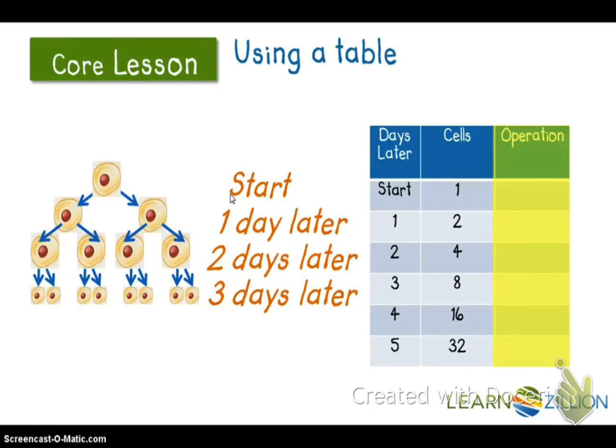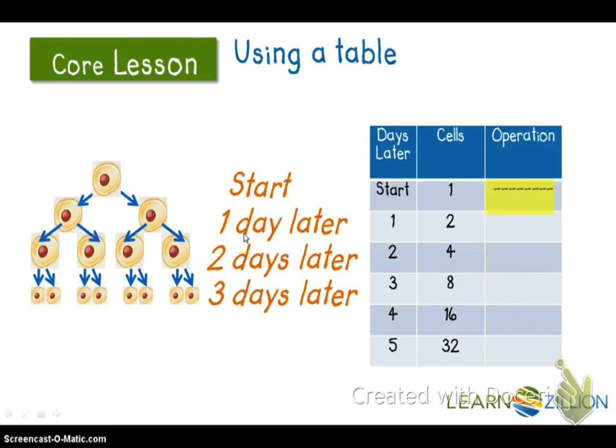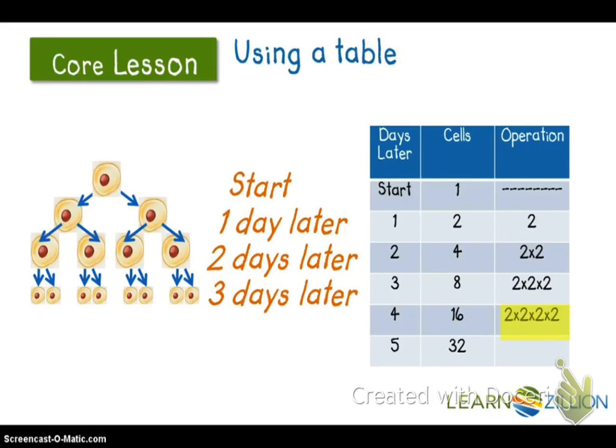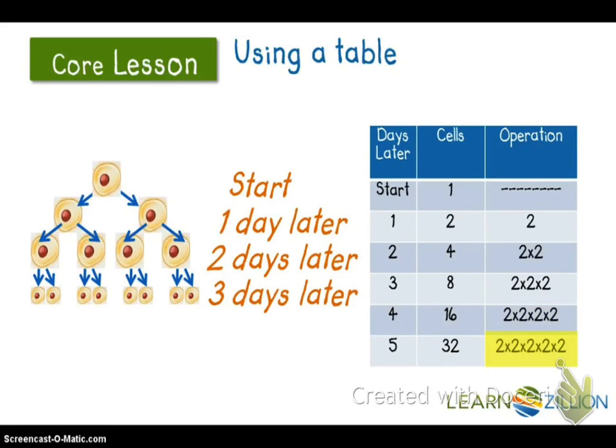At the very start, we did no operation. We just had 1 cell. But then 1 day later, we multiplied that 1 cell by 2. Since multiplying by 1 does not change anything, we'll just leave a 2 here. 2 days later, we multiplied those 2 cells by 2, and we had 4 cells. But let's just leave the 2 times 2 here to continue exploring the pattern. 3 days later, we multiplied by a third 2 to get our 8 cells. 4 days later, we multiplied by a fourth 2 to get our 16 cells. And 5 days later, we multiplied by a fifth 2 to get our 32 cells. See how quickly we've gone from just 1 cell up to 32?